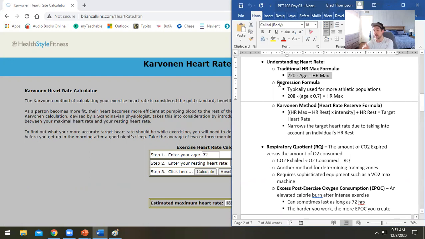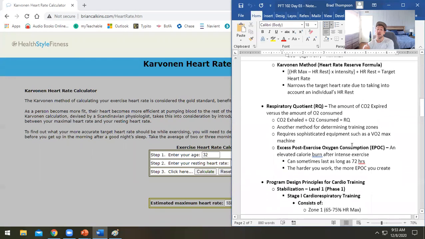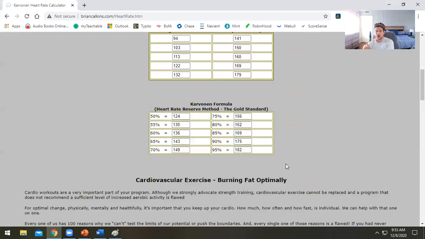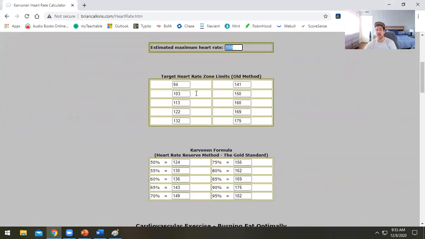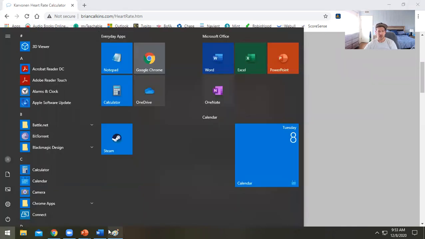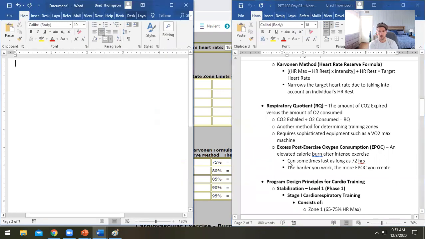Now, if I wanted to, I could use the regression formula as well. Instead of 220 minus your age, it's 208 minus 70% of your age. Either way, they're both figuring out your heart rate max. For somebody like me, that number is pretty close anyway. But that's general. My heart rate zones would be like 122 to 141. Let's just open another one.